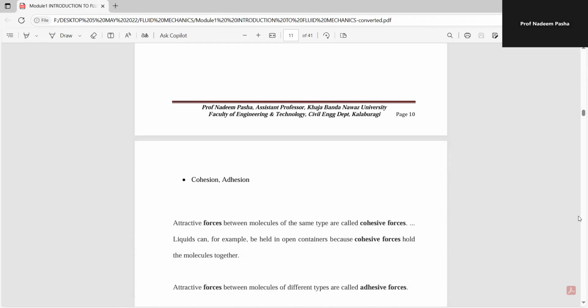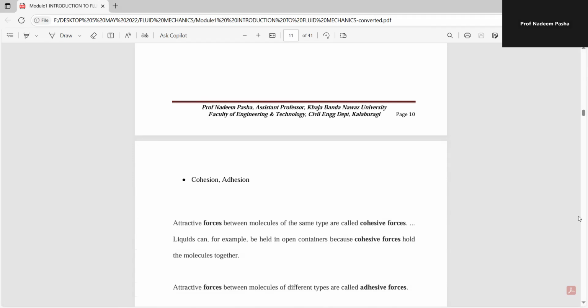Now, apart from this, we need to understand the properties of fluid. Starting with the density of fluid, it is nothing but the mass of fluid to the volume of fluid. The SI unit is kg per meter cube. It is also known as specific mass. Next, specific weight or weight density. It is defined as the ratio of weight of fluid to volume of fluid. SI unit is Newton per meter cube.